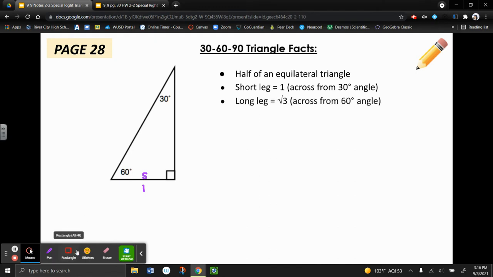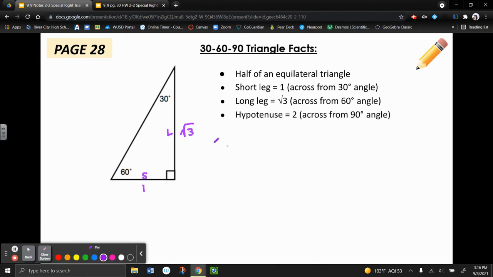The long leg, which is across from the 60-degree angle, is going to be equal to the square root of 3. And then the hypotenuse is equal to 2. We know that the hypotenuse is always across from the right angle. So this is a 30-60-90 triangle. We need to memorize this or put it on our note card so we can use it to solve for missing sides of other 30-60-90 triangles.